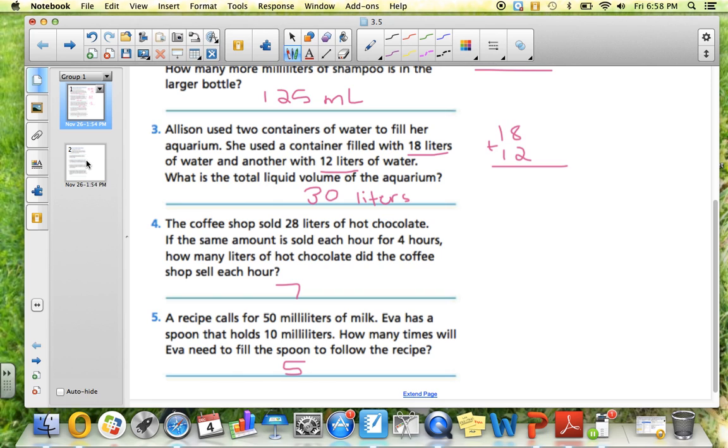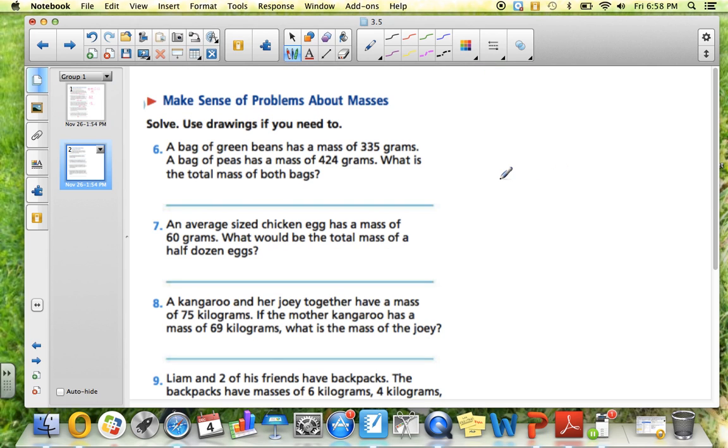Okay, let's go to the next page, page 176 in your SAB. So we are on page 176. And it says, make sense of problems about masses. Okay, so number 6 says, a bag of green beans has a mass of 335 grams. A bag of peas has a mass of 424 grams. What is the total mass of both bags? So the green beans is 335 grams, and the peas have 424 grams. So what is the total? It's asking us the total.